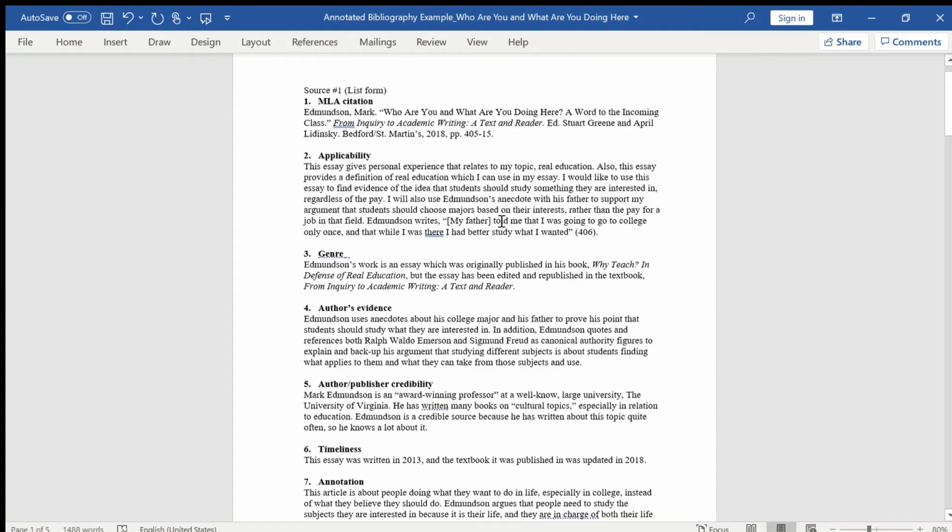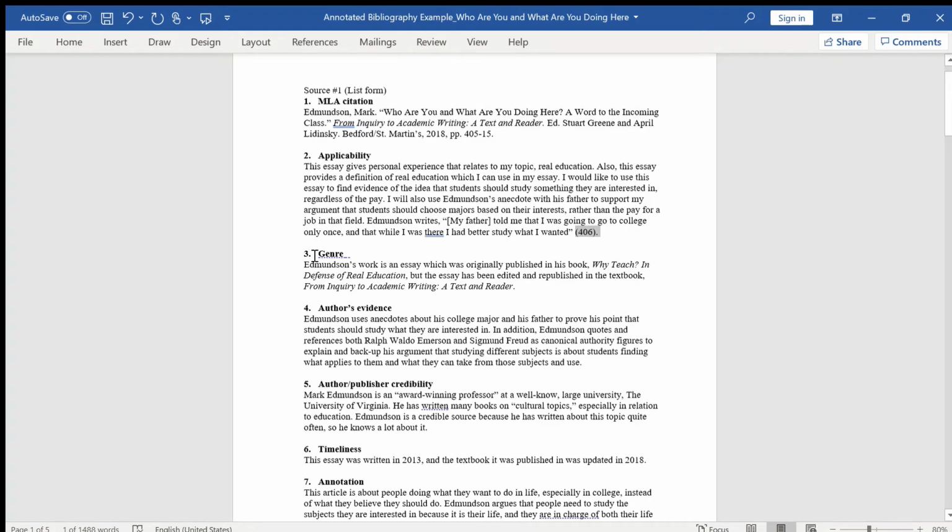Edmondson writes, "My father told me that I was going to go to college only once and that while I was there, I had better study what I wanted." Page 406. I try to include the in-text citations if I have any quotes in here so that I don't have to go back to the book or the article to find what page it was on. It's already written right here for me, and I can pull straight from here and put that in my essay.